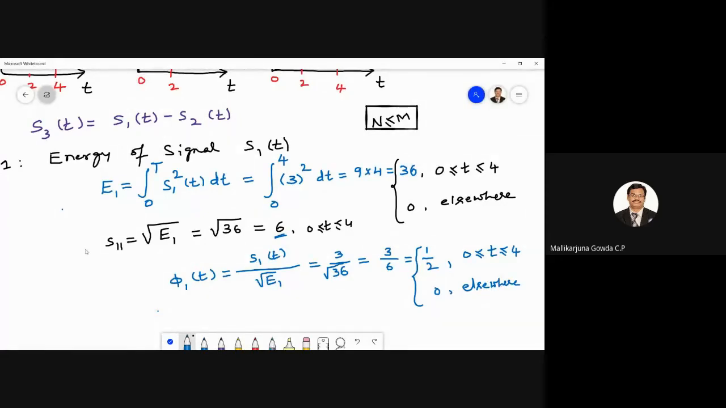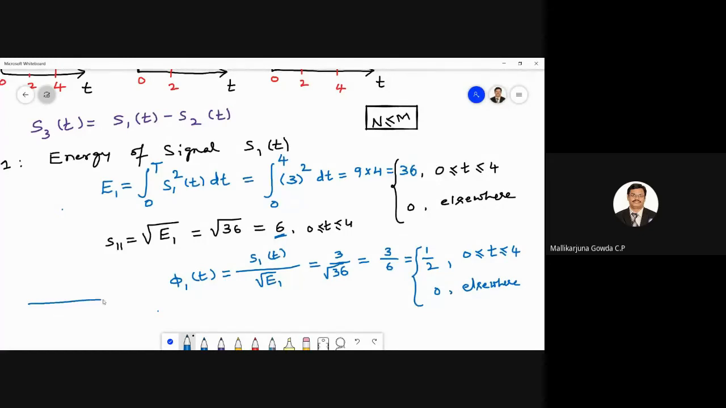Okay, so the first step is done. That is by finding the energy of the signal S1 of t and finding the value of S11 and saying what is the value of phi 1 of t. So we came to know that the value of phi 1 of t is 1 by 2 over the interval 0 to 4. So I can represent that graphically. Let me represent that.